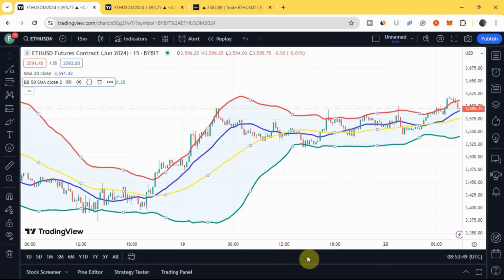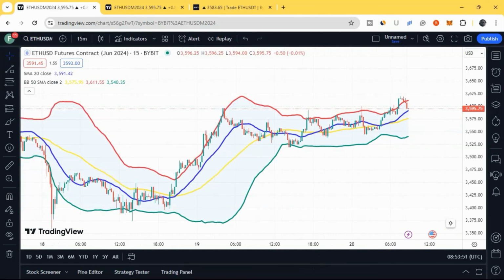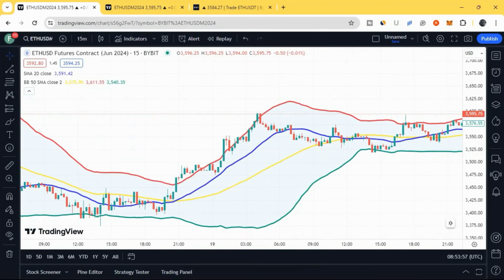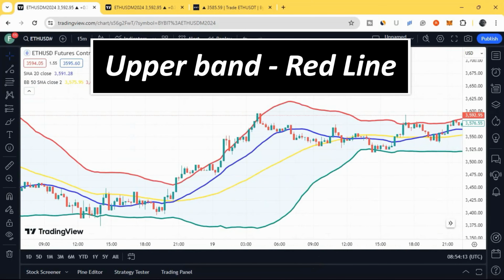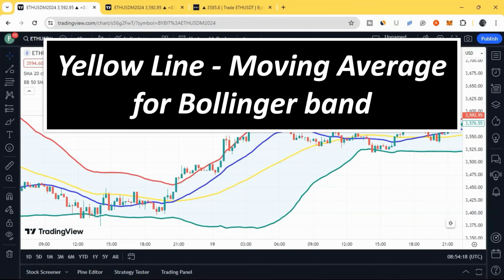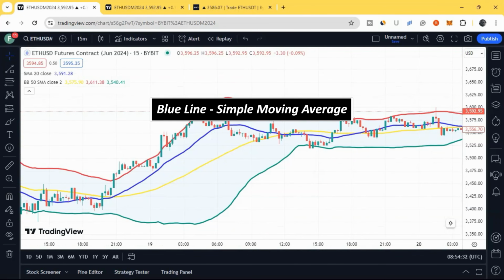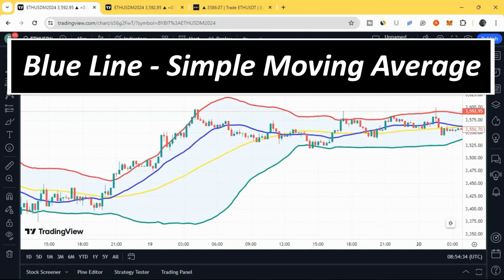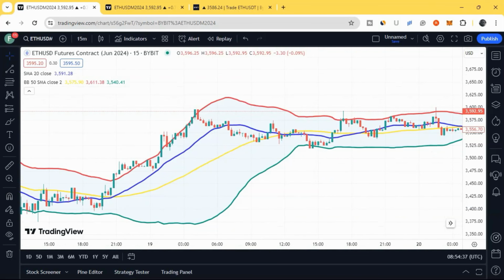Now, let me explain all of these lines before it gets too complicated for you. Now, you can see we have 4 lines on our chart. We have a red line, a blue line, a yellow line, and a green line. The red line and the green line are the upper band and the lower band. You know, in the Bollinger Band, we have 3 lines. The red line, the green line, and the yellow line are the Bollinger Band lines. So the upper band is the red line, the lower band is the green line, and the one in the middle, which is yellow, is the moving average line. Now, the blue line is also a moving average line, but that one is the simple moving average line, and that one has a period of 20, and the yellow line has a period of 50.